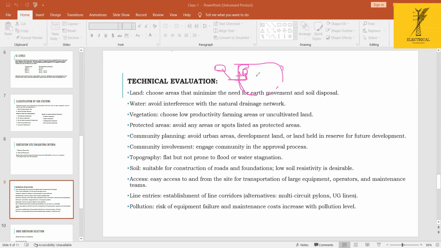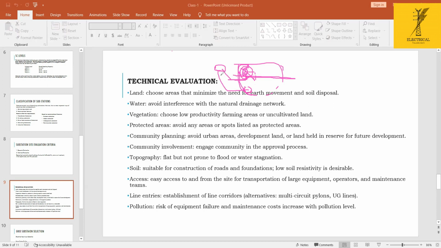Suppose some other existing lines are going here, then you have to cross them again. So at what distance is it? If it is very near, you cannot cross. Again, you have to go like this. If you are having those constraints, let's drop here, go to the other place, maybe here. Even though the line length is coming more, there is no option for you. So select in that way.